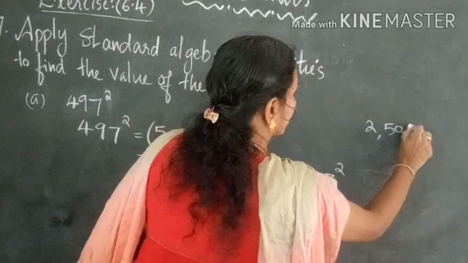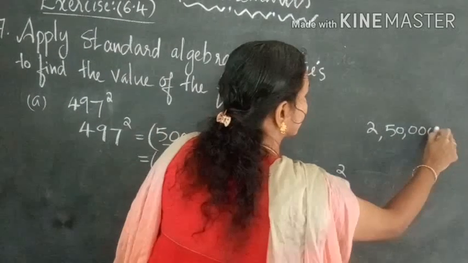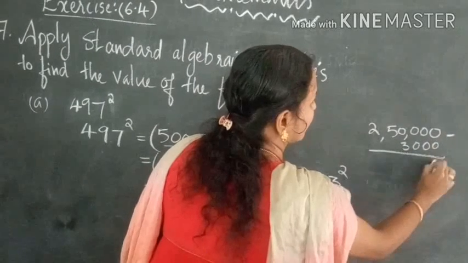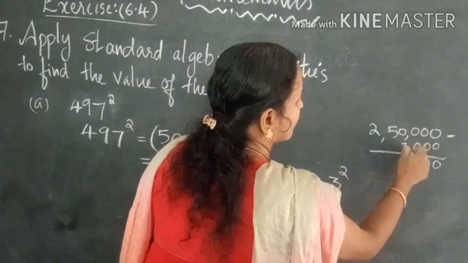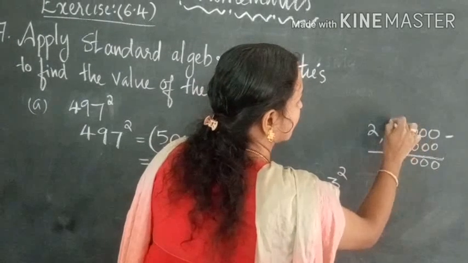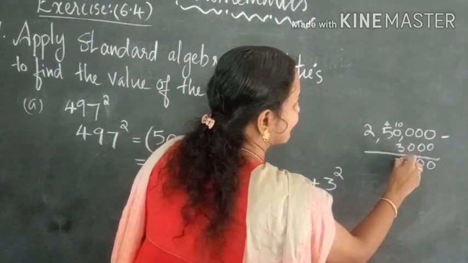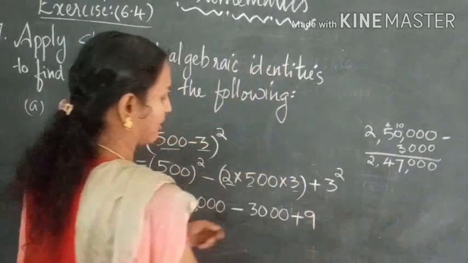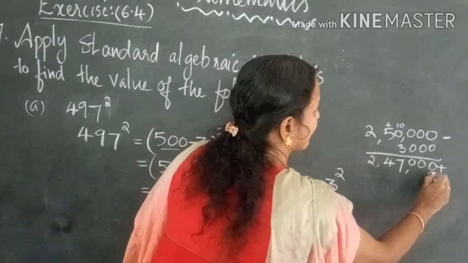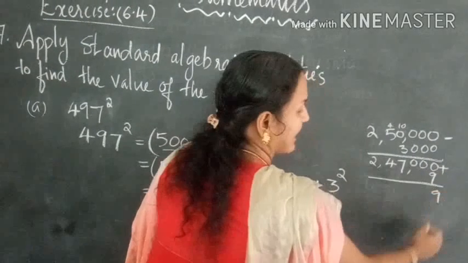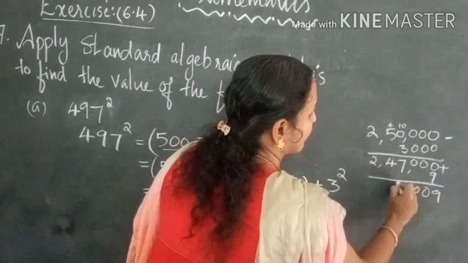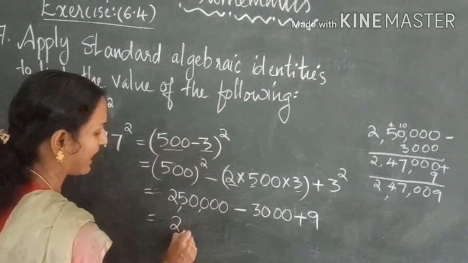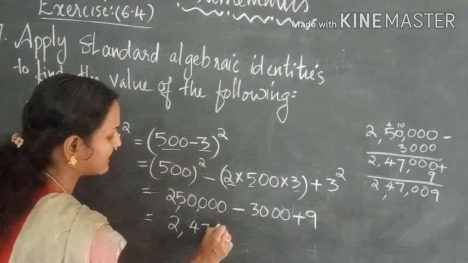2,50,000 minus 3,000. 0, 0, 0. Here 0 minus 3 is not possible. Here 10, here 4. 10 minus 3 is 7, 4, 2. So 2,47,000 plus 9. 0 plus 9 is 9. So it is equal to 2,47,009.